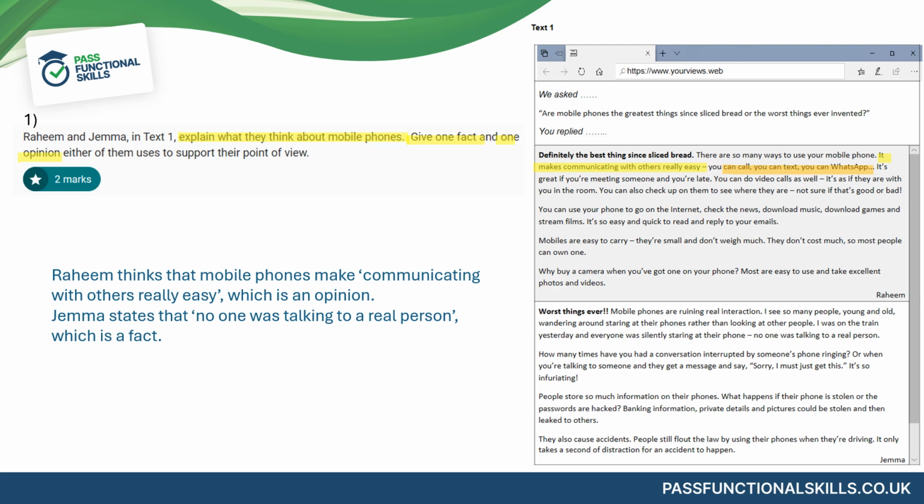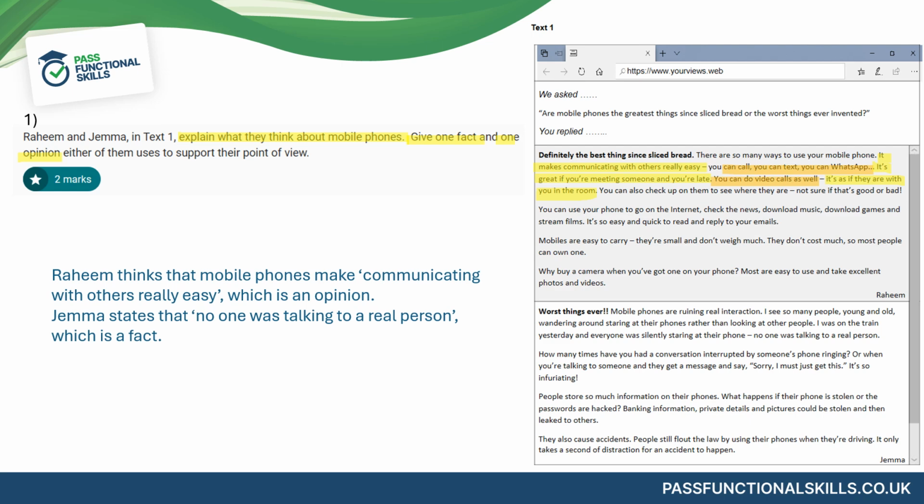Then we've got an opinion. It's great if you're meeting someone and you're late, so again it's his opinion that it's great. In this next sentence we've got a fact and opinion in the same sentence, so the fact would be that you can do video calls as well, so we have the ability to do video calls. But this part, it's as if they are with you in the room, is Raheem's opinion. So we've got lots of facts and opinions just in that first paragraph. There are more which you could pick out as well.